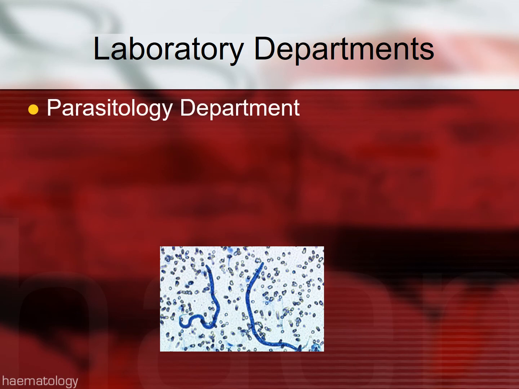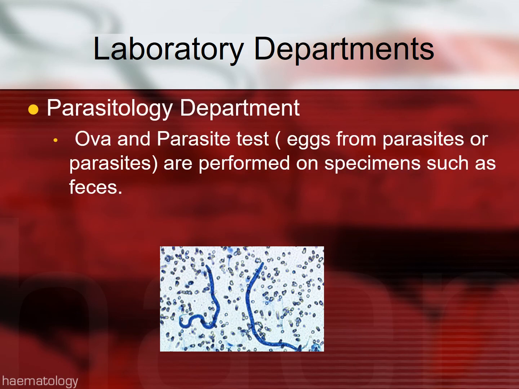The next department we have is the parasitology department. And of course, they deal with ova and parasite tests that are performed on specimens such as feces. They look for eggs from parasites or even parasites themselves. They'll also look for scabies, pinworms, and of course malaria.